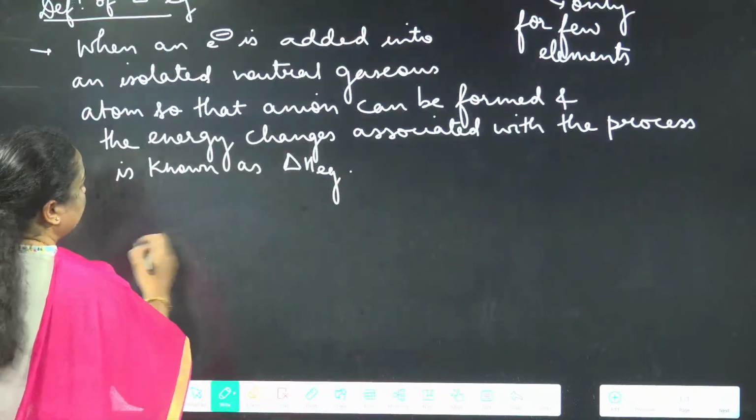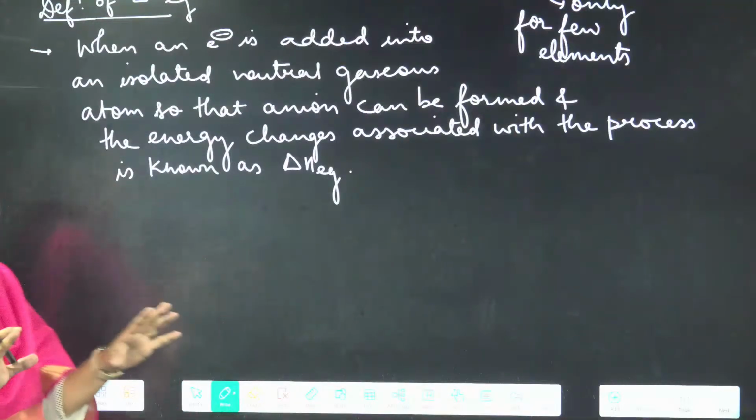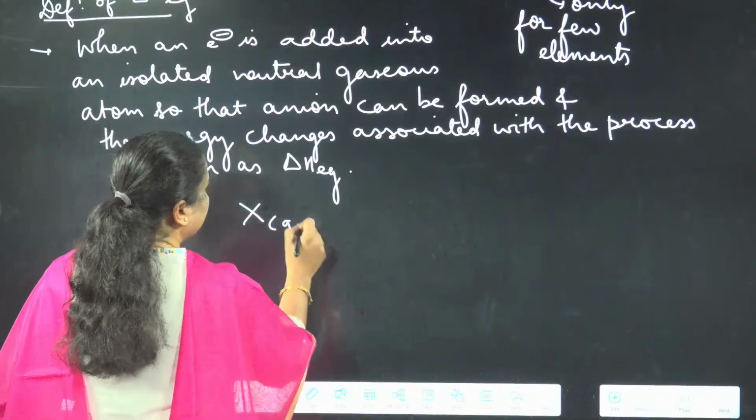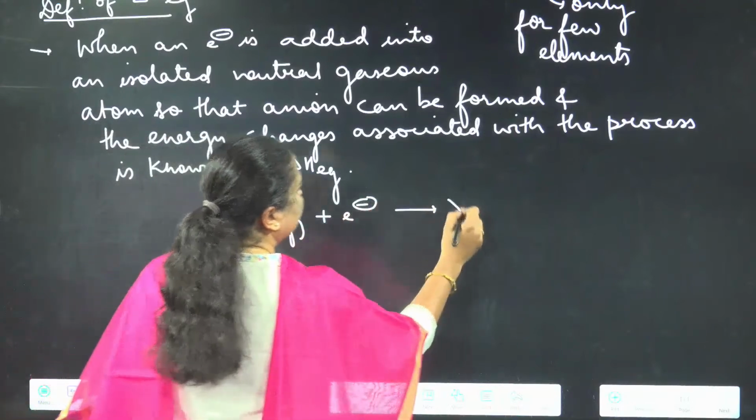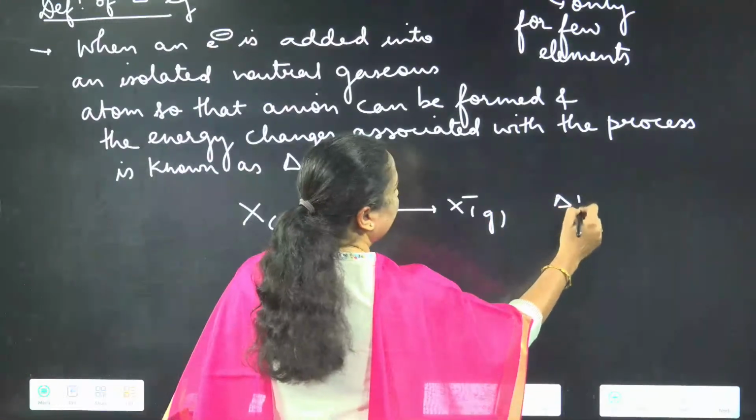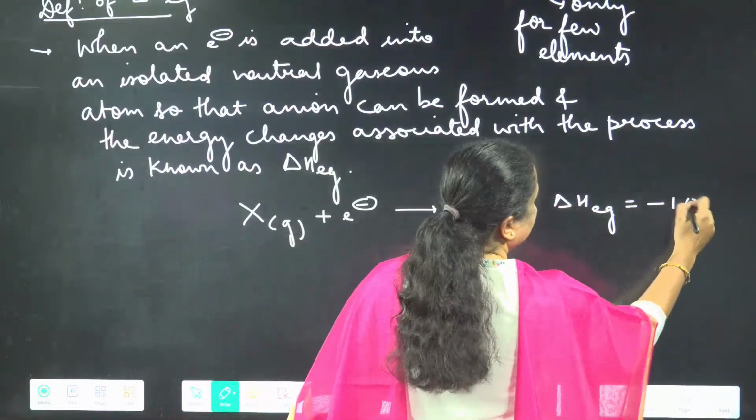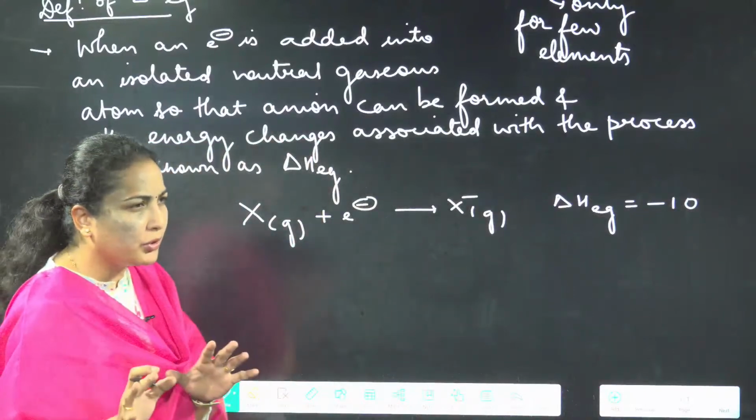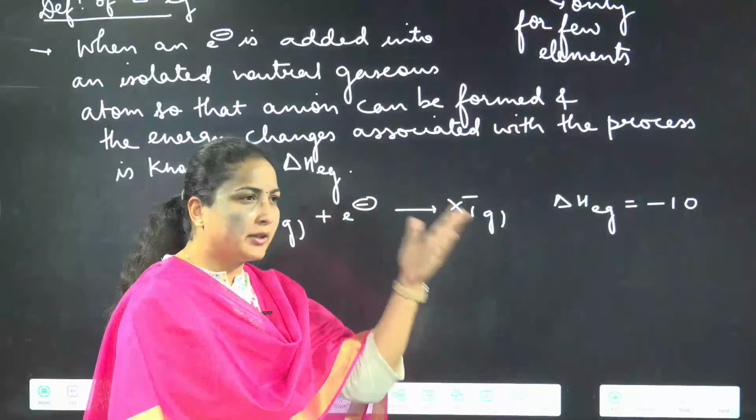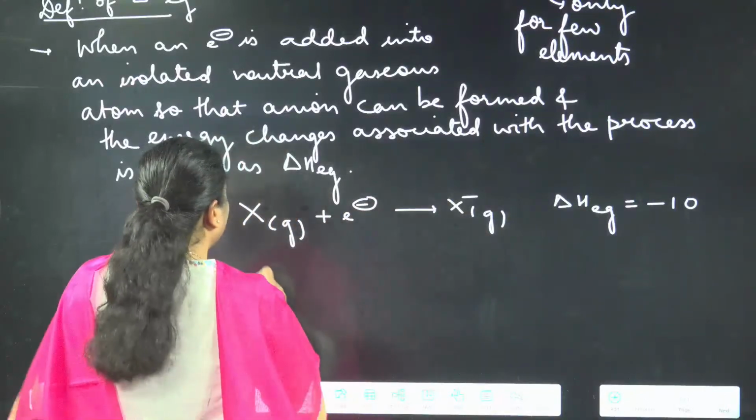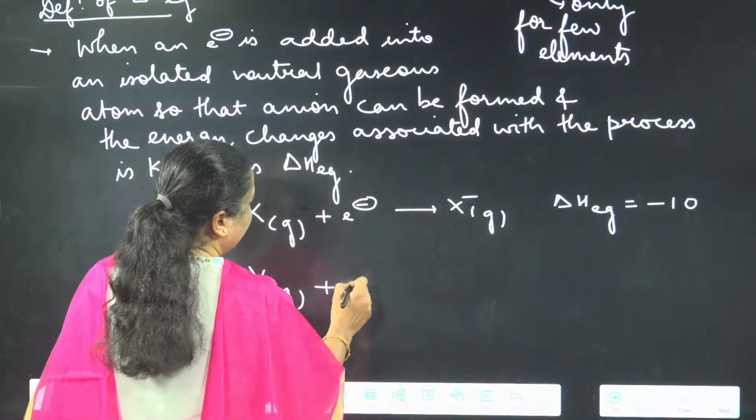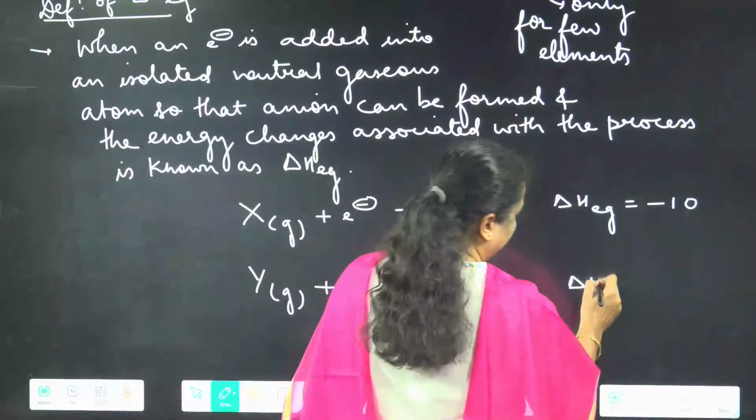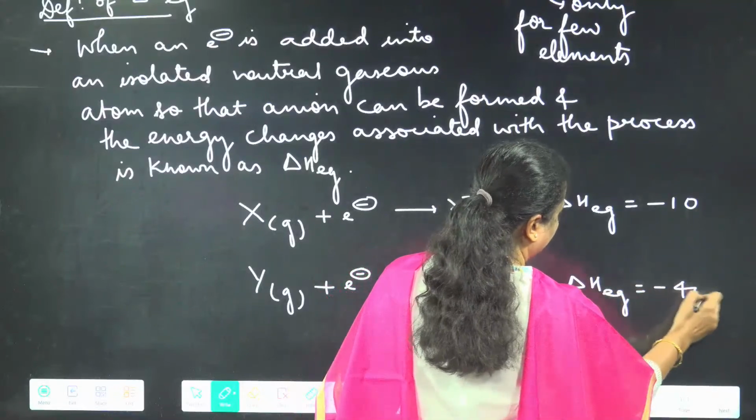Now here I am writing, suppose there are two isolated gaseous atoms I am talking about. One is X gas plus electron becoming X minus in the gaseous form, and let us say delta HEG is minus 10 kilocalorie per mole. I'm not writing the unit, but it would be either electron volt or kilocalorie per mole. Then I have Y, an isolated gaseous atom, becoming Y minus gaseous, and the electron gain enthalpy here, suppose, is minus 40.